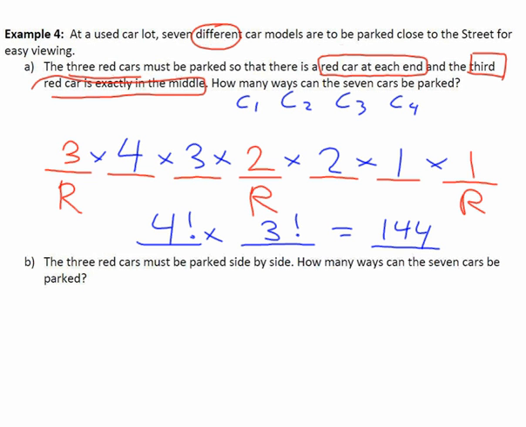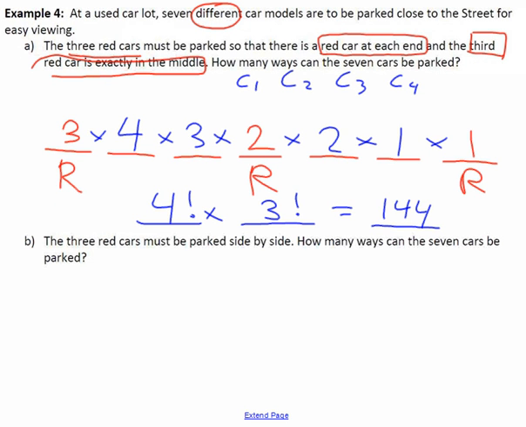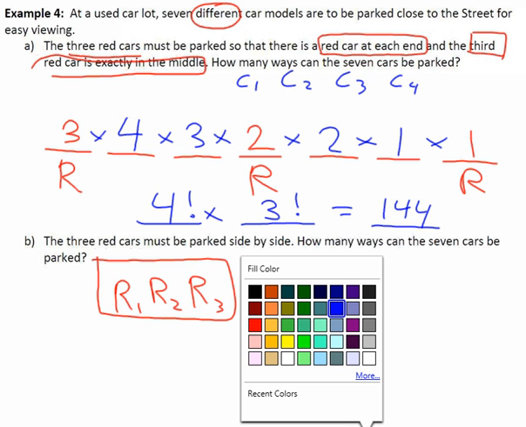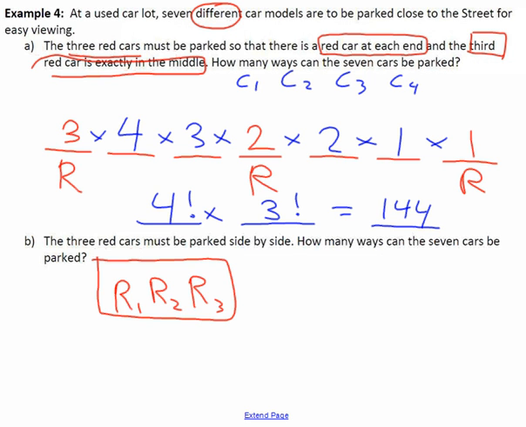So, let's use our imagination here. Red car 1, red car 2, red car 3, all together in their own little area. But we also have, yeah, they're all different. We also have those other 4 cars, right?